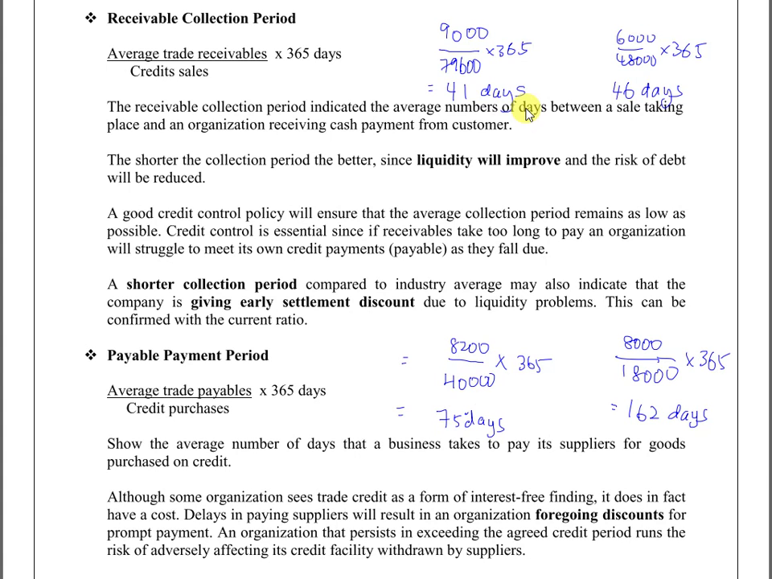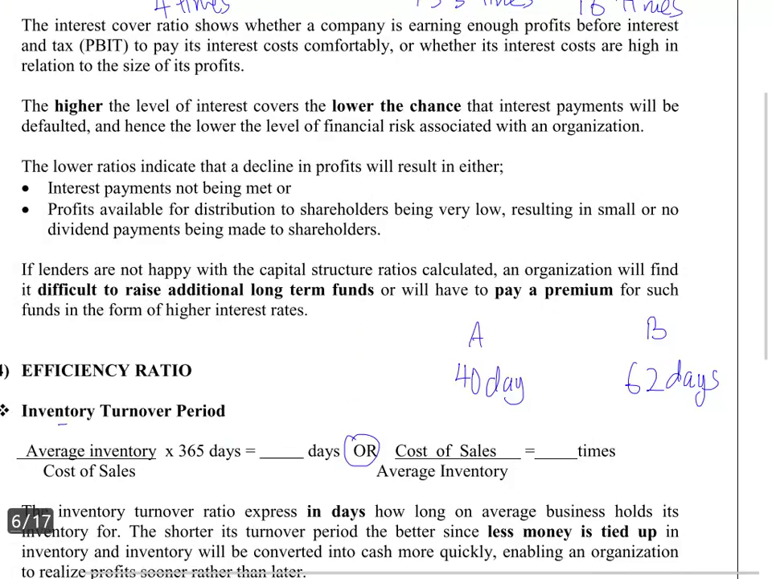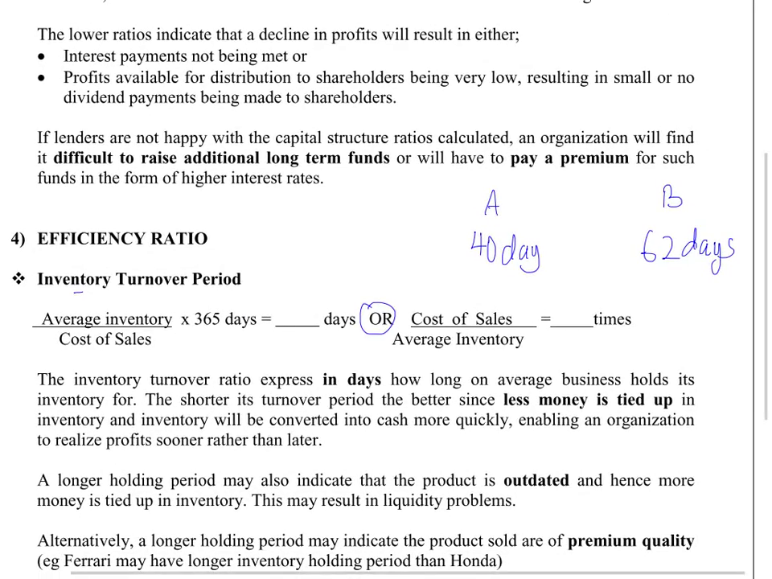Okay. Interpret. What does this mean? 40, 62. So basically, I explain first. We buy the inventory, and on average, of course, you're going to buy a lot. So on average, the inventory will take how long to turn over, meaning to sell? About 40 days to hold, whereas company B about 62 days. So B holds longer than company A.